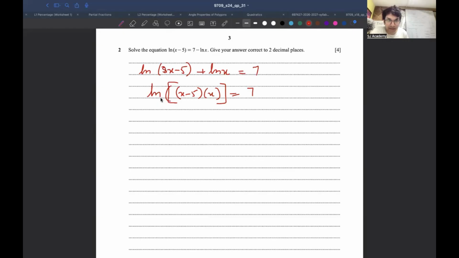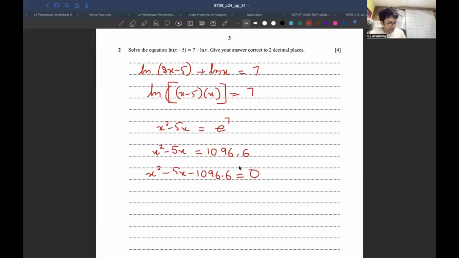Now, as we know that the base is an exponential base over here, expanding this, this will become x square minus 5x. And this will be written as equal to e to the power of 7. When we substitute e to the power 7 in the calculator, that is 1096.6. So x square minus 5x is equal to 1096.6. Bringing it on the right hand side, we'll get x squared minus 5x minus 1096.6 equals to 0.